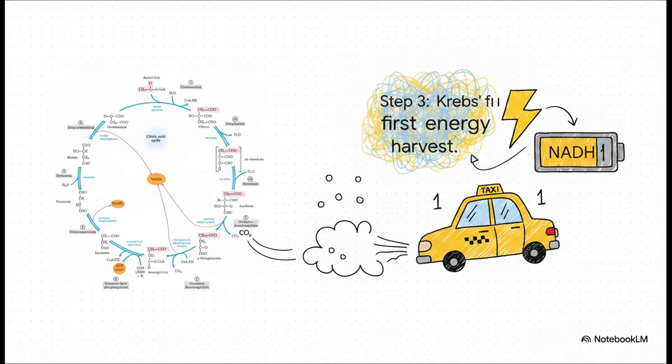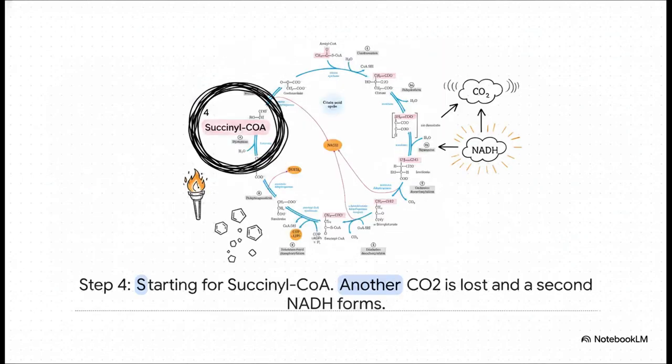So we've gone from 6 carbons down to 5. And the word starting brings us to succinyl-CoA. This step is practically a replay of the last one. Our 5-carbon molecule gets oxidized again, and what happens? We lose another carbon as CO2, and we charge up a second NADH molecule. So now the 2 carbons we brought in at the beginning are gone, and we're down to a 4-carbon molecule.